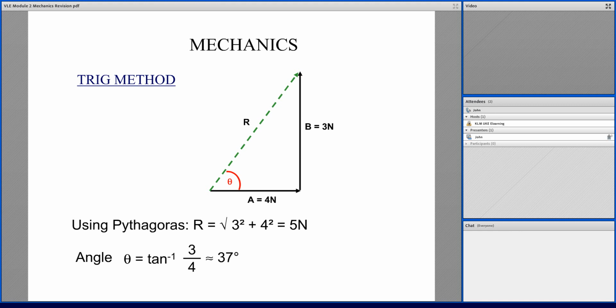The resultant then, just using Pythagoras' theorem, is 3 squared plus 4 squared, all square rooted, which will give you 5. This is just in effect a 3, 4, 5 triangle. The angle, slightly more complicated because it's using trigonometry, is the angle theta with respect to the resultant, which is just the inverse tan or arctan of the length 3 divided by 4, which in this case gives you roughly 37 degrees.